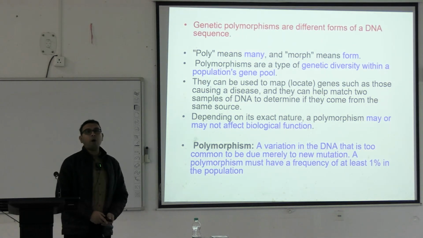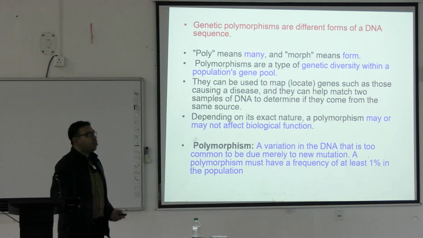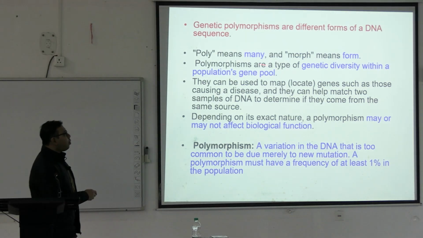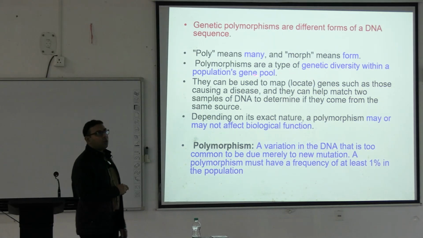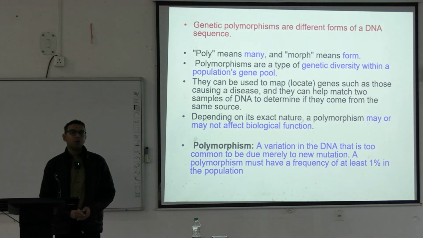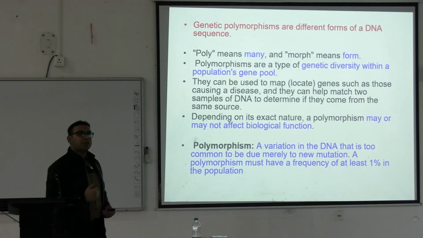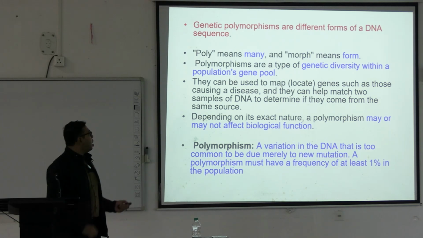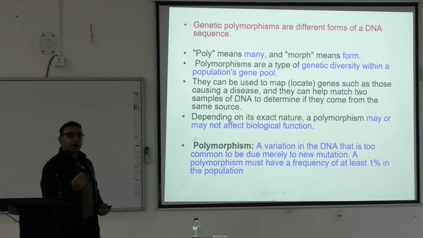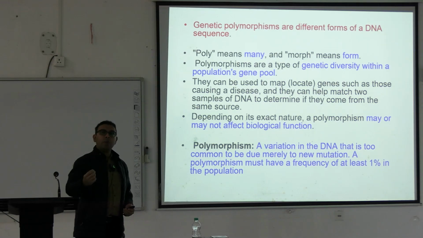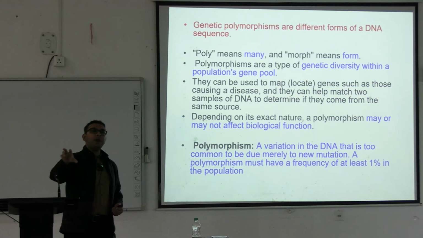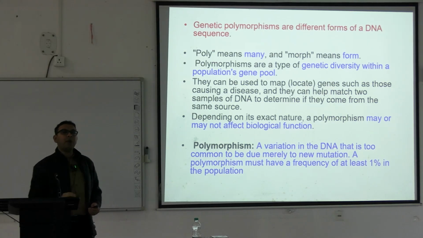Now coming to genetic polymorphism. Polymorphism means changes. Poly means many, morph means form, changes in form. So polymorphisms are a type of genetic diversity within a population's genetic pool. For example, in the South Asian population, we can determine the common average genetic makeup. This is the polymorphism. There may be some changes that are quite common in this ethnicity that are not present in another ethnicity. So a drug may be more beneficial for this ethnicity, not beneficial for another ethnicity.